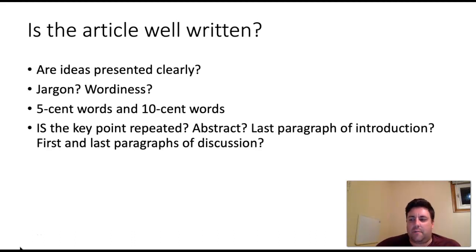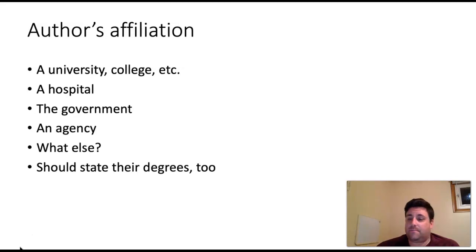But you should be able to understand journal articles the first, second, and third time you read them. If you have to read it more than 3 times, that's a good sign that maybe it's not a particularly good or well-written article. The key point of the paper should also be repeated. It should be evident in the abstract, it should be evident in the last paragraph of the introduction, and then it should be evident in the first and last paragraphs of the discussion. And as I said, this holds true for both qualitative and quantitative kinds of articles.